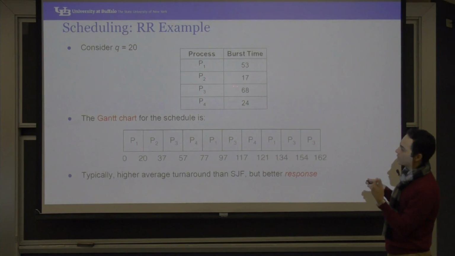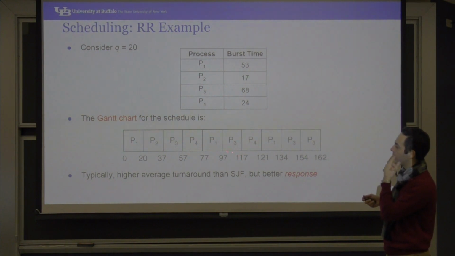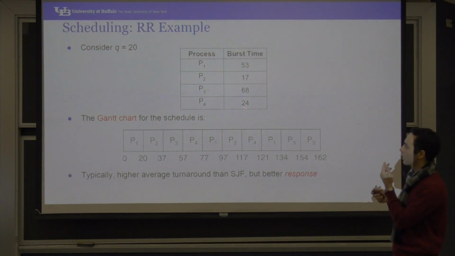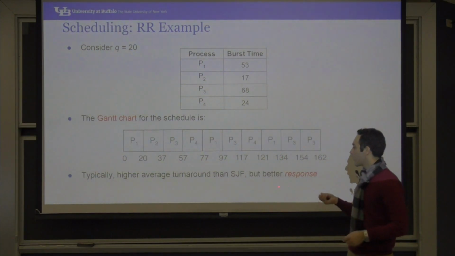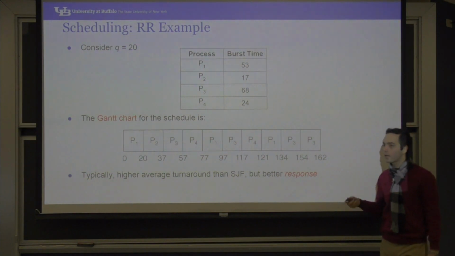And then after that, P2 is done. P3 gets to run. It gets to run for another 20. Now it has 28. Now P4 gets to run. It only has 4, so it goes only up to this. P1 gets to run. It only has 13, so it adds up to this. And then P3 and P3 again. All right? So again, the turnaround time is usually higher, but the average response time is good.